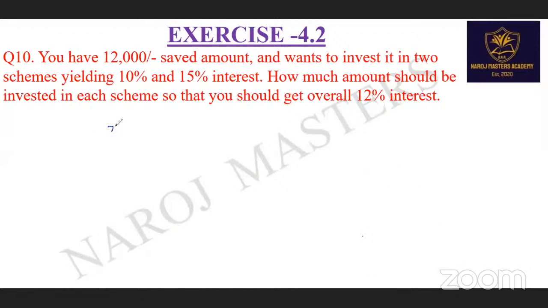So first of all, the total amount is x plus y is equal to 12,000. So this is our total amount. X is the amount invested in the 10% scheme and Y is the amount invested in the 15% scheme. So 10% of X plus 15% of Y is equal to 12,000. That is 100%. Means 100% means 12,000.